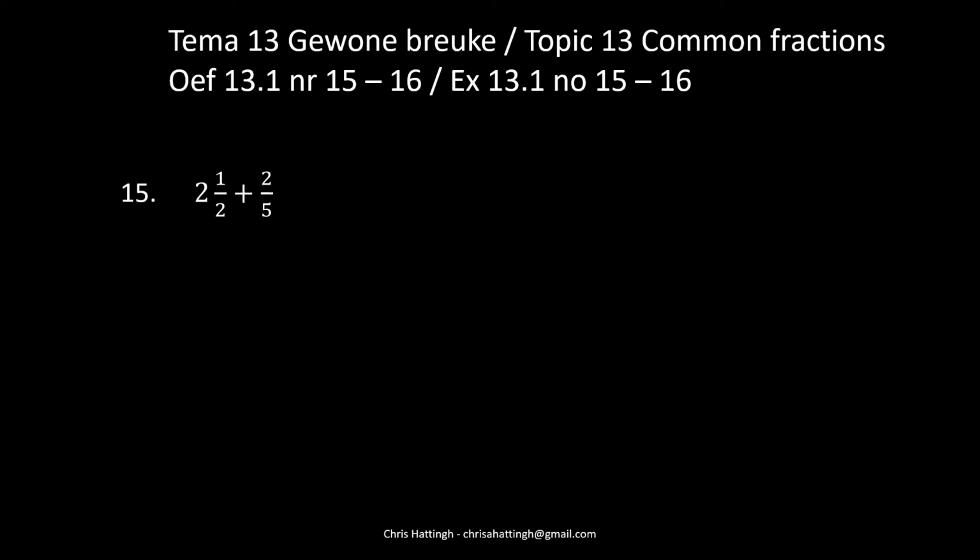Number 15. Convert it to improper fractions. So it's going to be 5/2 plus 2/5. The denominators are not the same, so you need to get the LCM for a 2 and a 5. That gives you 10. So both the fractions need to have a denominator of 10.